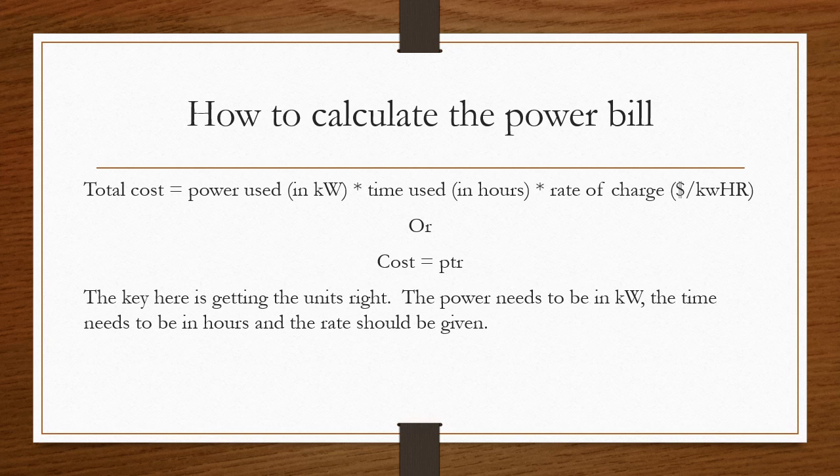Basically, total cost is going to be power used in kilowatts times the time used in hours times the rate of charge, which is in dollars per kilowatt hour. So cost is equal to P times T times R. The key here, of course, is getting the units right. The power needs to be in kilowatts, the time needs to be in hours, and the rate should be given.